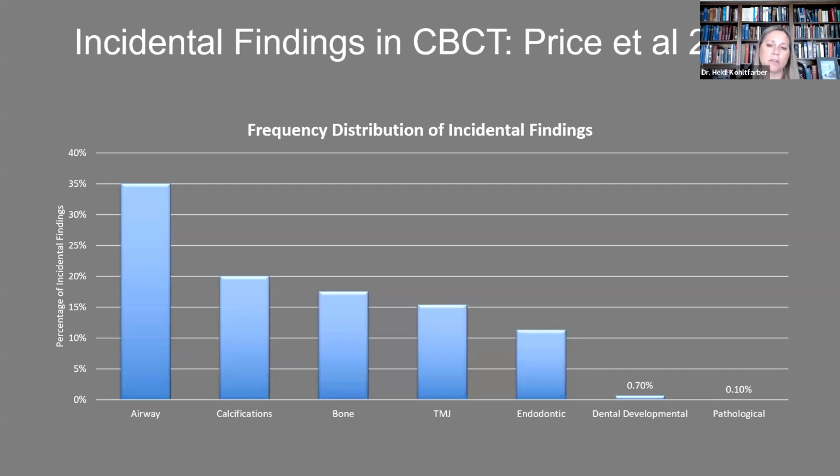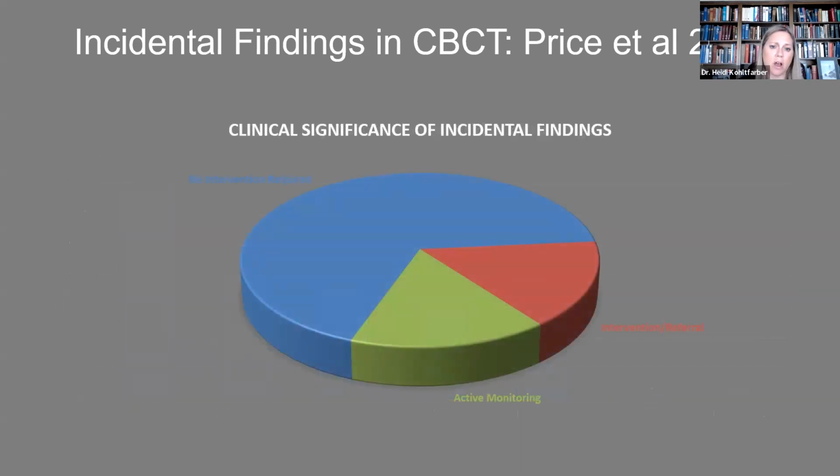This was one of the earlier studies that came out, by Price et al. in 2012. It looked at an older population, with an average age of about 49. In that population, they found that the majority of issues were within the airway space or soft tissue calcifications. And then it goes all the way down to pathology being just 0.1%. So a very, very minimal amount of pathology at this time.